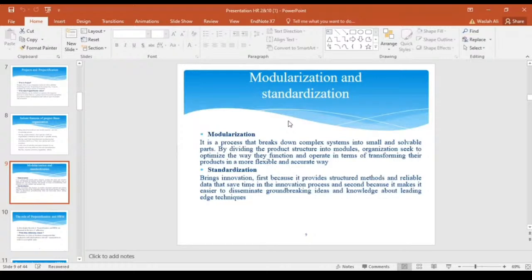So modularization is the process that breaks down the complex system into small and solvable parts by dividing the product structure into modules. Organizations seek to optimize the way they function and operate in terms of transforming their products in a more flexible and accurate way. Standardization brings innovation, first because it provides structure, method, and reliable data that save time in the innovation process, and second because it makes it easier to disseminate groundbreaking ideas and knowledge about leading-edge techniques.